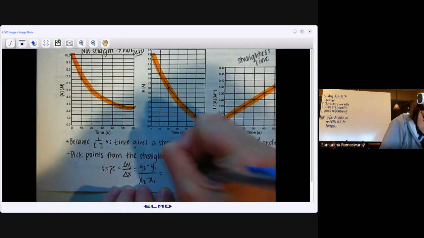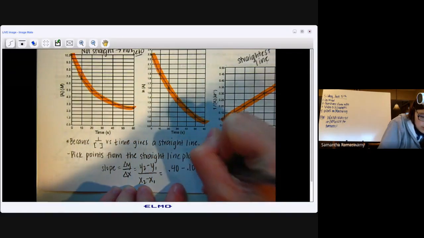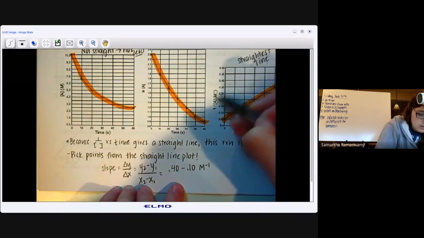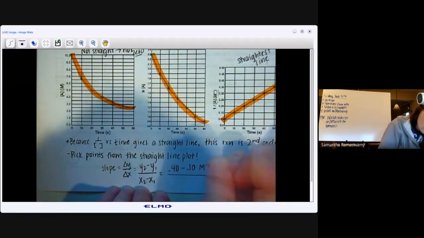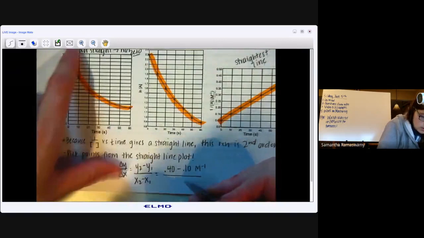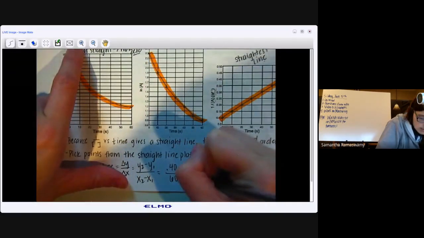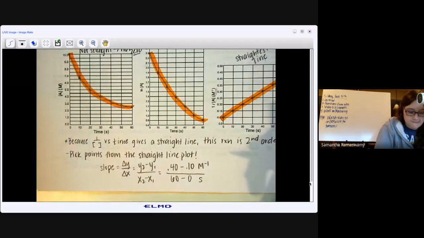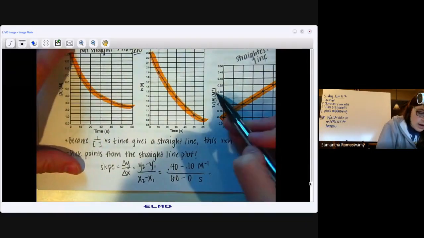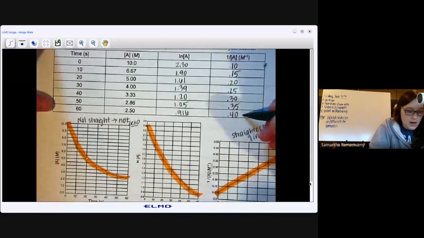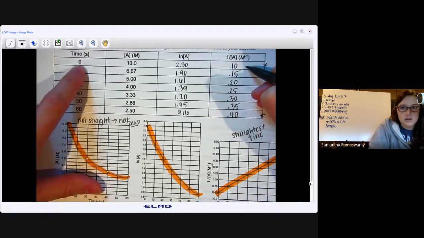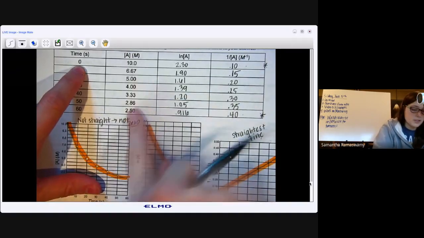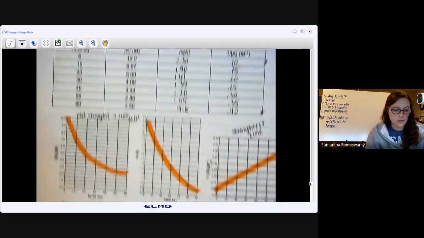So I'm going to do 0.40 minus 0.10. And my units, because it's 1 over concentration, is per molar, over X2 minus X1. So that's 60 minus 0 seconds. Right, because it's Y over X. Now, here was Y2, X2, Y1, X1. I didn't even worry about concentration or ln because those weren't straight. Those aren't straight lines.